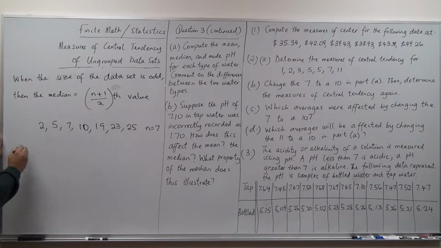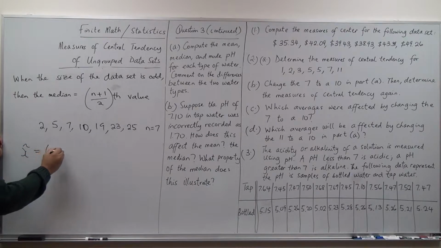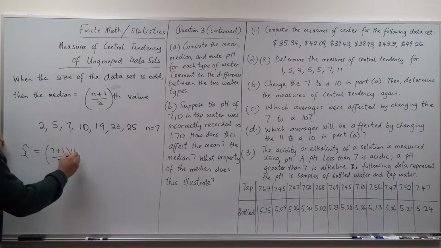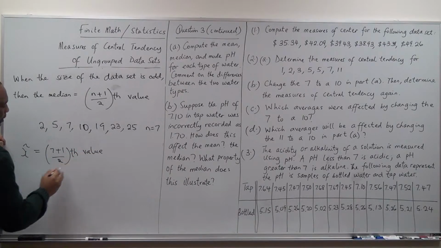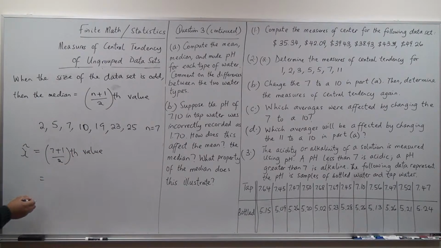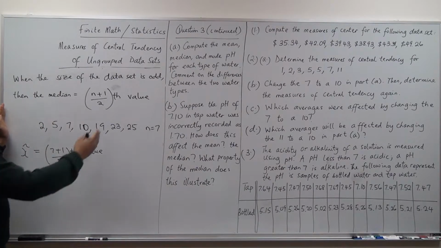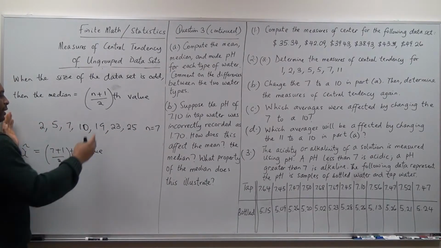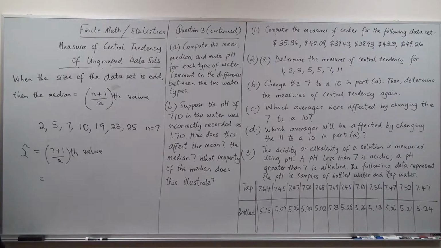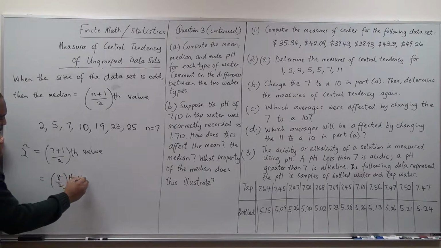So the median will be the 7 plus 1 over 2 value. Assuming you don't want to do like some people, who take their time to count 1 off here, 1 off here, 1 off here, that's a waste of time. With this, you can quickly get it. So this is the 8 over 2 value.